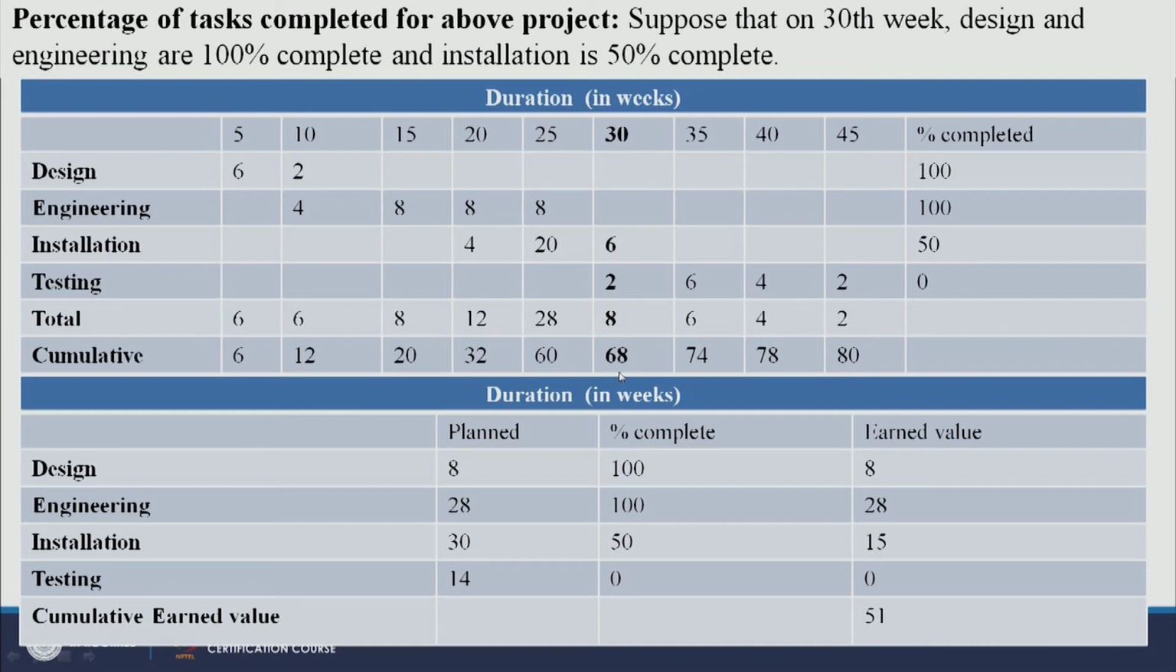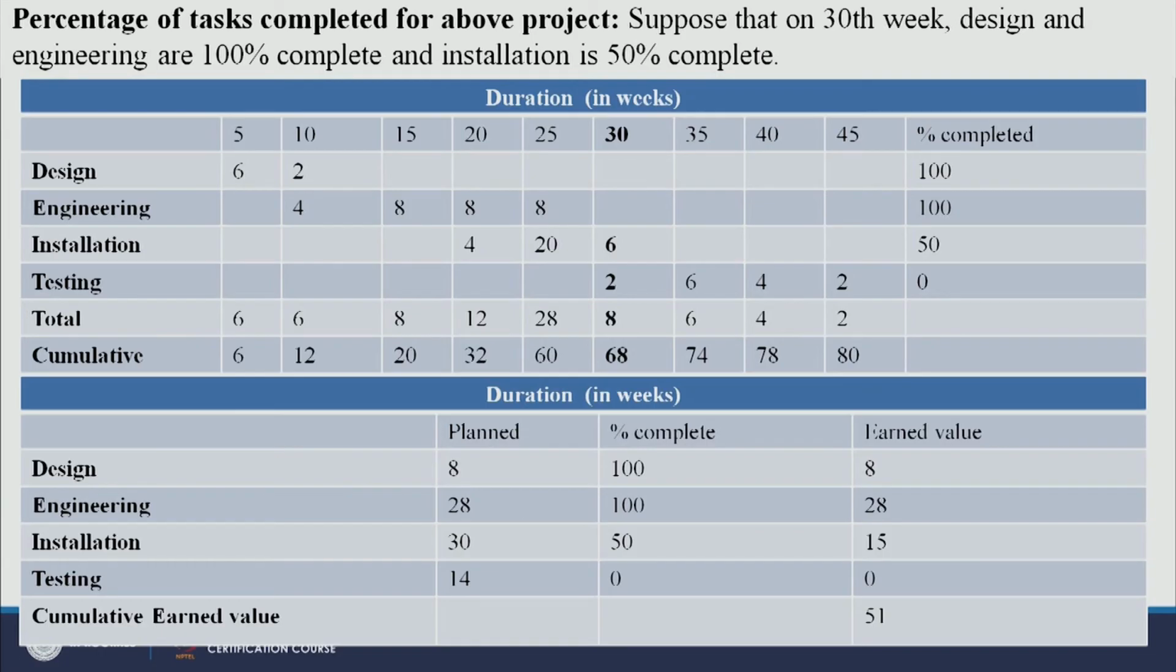So, I want to know how much value we have earned in this project. How to do that? The total budget for design is 6 plus 2, 8 lakh, and we have completed it 100%. So earned value is 8 and planned value is also 8. For engineering, what is the planned value? 4 plus 24, 28. So 28 is the planned value, and we have achieved engineering 100%, so earned value is 28.